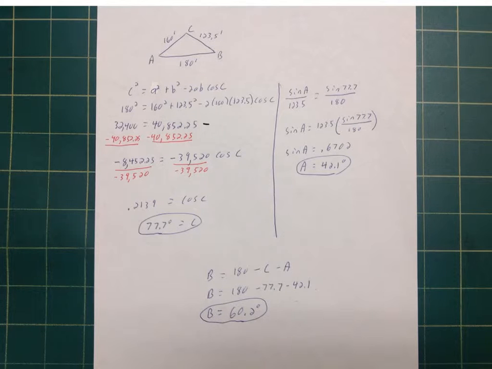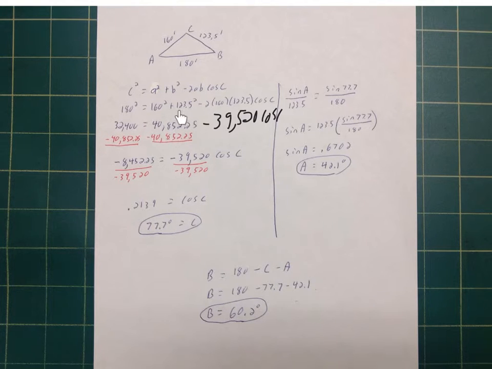Let's see. This product here is 39,520 times cosine of C. Now subtract this 40,852.25 from each side. Then I divide each side by this negative 39,520. So I get 0.2139 equals cosine of C. Then I put that in the calculator, inverse cosine of 0.2139. I get C is 77.7 degrees.